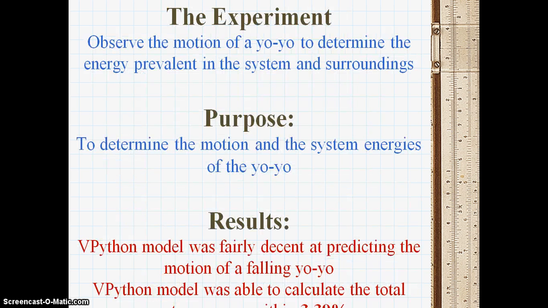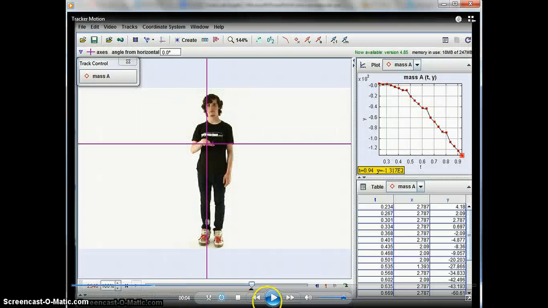So again, the experiment observed the motion of a yo-yo to determine the energy prevalent in the system and surroundings. The purpose was to determine the motion and the system energies of the yo-yo, which was our system. And the results showed that the VPython model was fairly decent in predicting the motion of a falling yo-yo. The VPython model was also within 3.39% accuracy of calculating the work the string exerted on the yo-yo during the fall. Here's my Tracker video of the falling yo-yo.